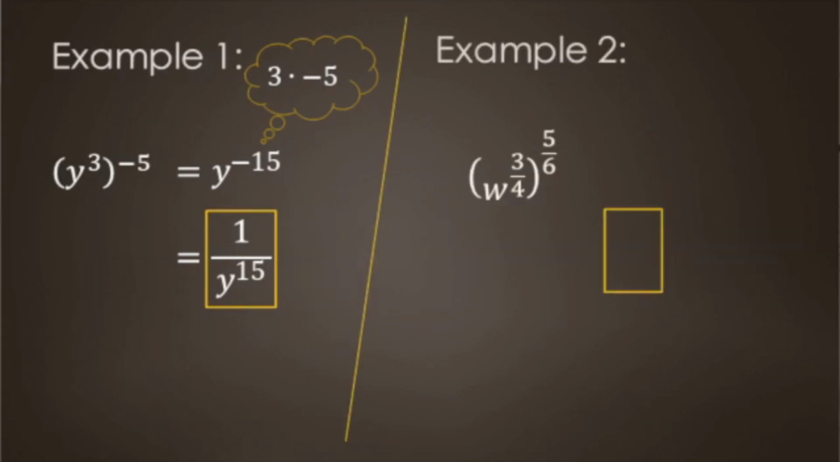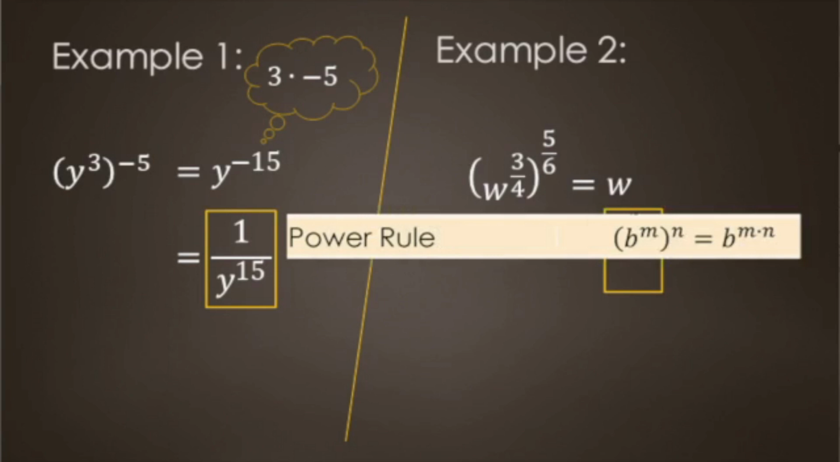All right, so let's check this out now. Here we have w to the 3/4 to the 5/6. So we have a power to another power. So that's going to be power to a power, or power rule.